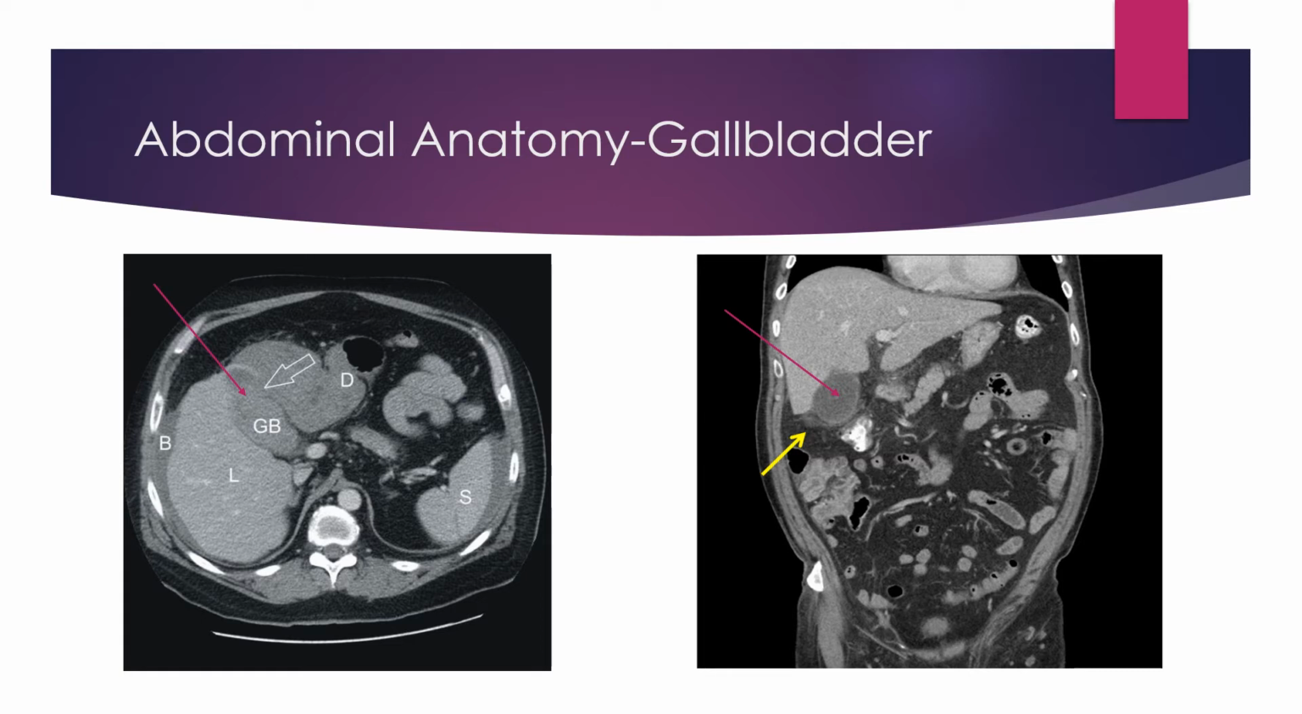We can see the gallbladder is being pointed out by the pink arrows in both of these imaging photos. The gallbladder is in very close association with the liver. That's the organ that I tend to look for first when I'm looking at these images, just to get my bearings, and then I know the gallbladder is going to be very close to that.